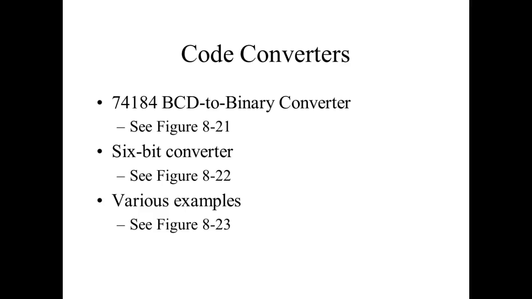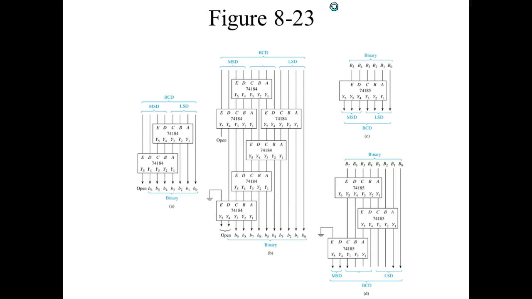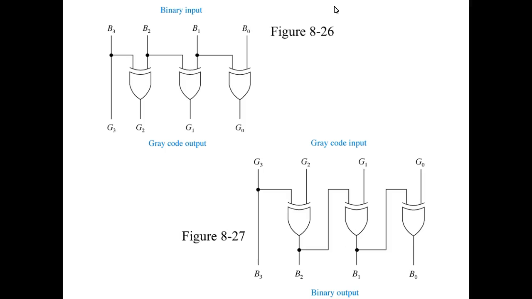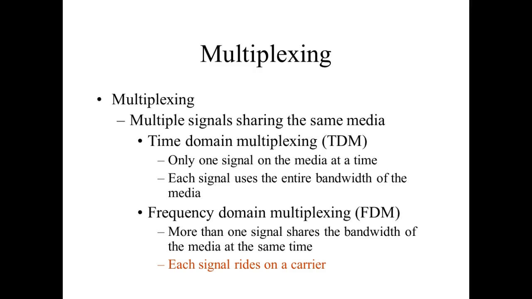What does digital use? Digital circuits we use. There's our 7-segment display, guys. So multiplexing: multiple signals share the same media. Time domain multiplexing: only one signal on the media at a time. Each signal uses the entire bandwidth of the media. Frequency domain multiplexing: more than one signal shares the bandwidth of the media at a time. And each signal is riding on what? On a carrier, not a ship.